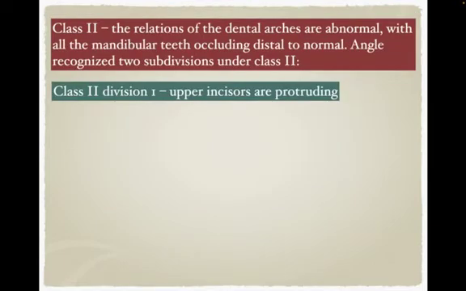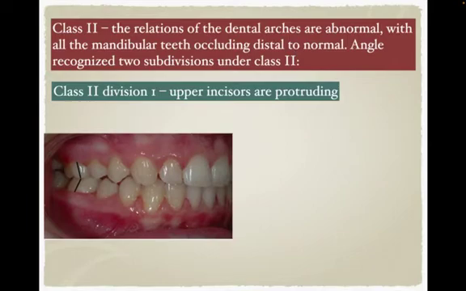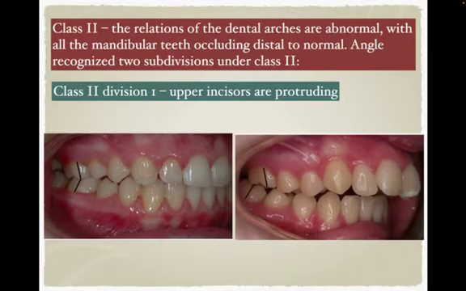Then he had the class 2 molar relationship, or class 2 malocclusion, which he subdivided into class 2 division 1 and class 2 division 2. Class 2 is the relationship of the dental arches when it's abnormal, with all the mandibular teeth occluding in a more distal position to the normal. And he classified them into class 2 division 1, where the upper incisors are protruded, and class 2 division 2, where the upper incisors are retroclined.